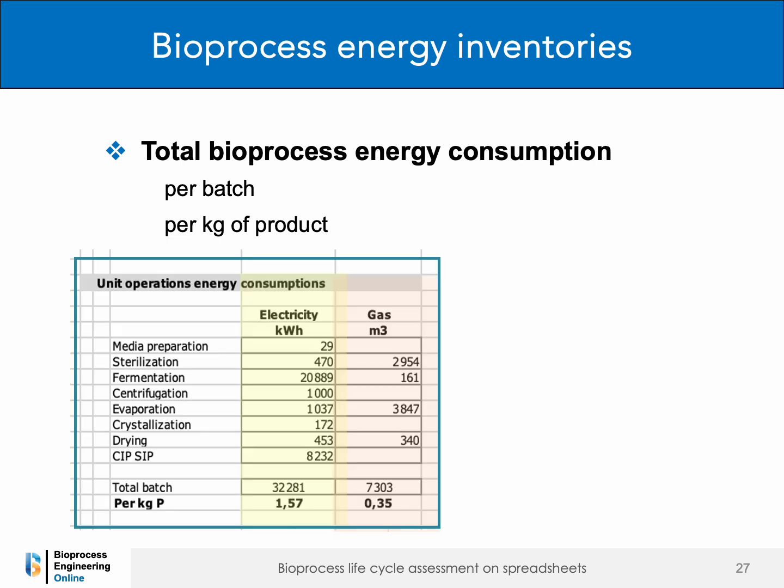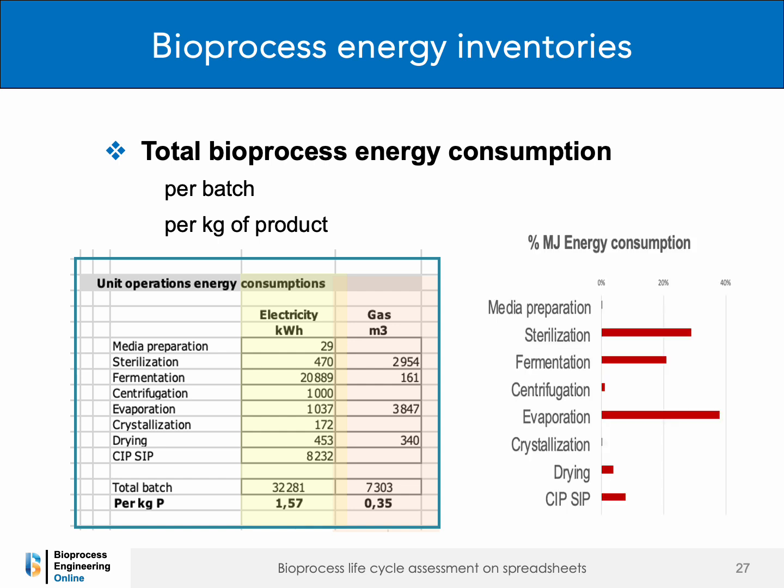For example, in the glutamate production process, each kilogram of glutamate produced necessitates 1.6 kilowatt hours of electricity and 0.35 cubic meters of gas. Furthermore, when electricity and gas consumptions are converted into megajoule energy equivalents, the spreadsheet also offers a ranking of unit operations based on their energy consumption. In the case of the glutamate process, evaporation, sterilization, and fermentation emerge as the most energy-intensive operations.